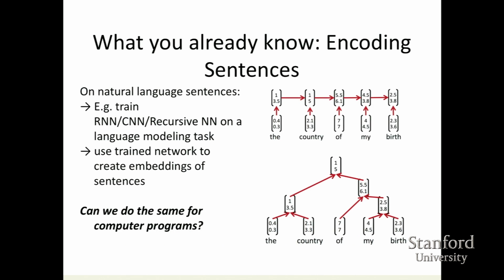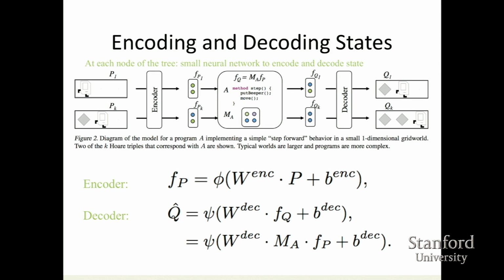So you know how to encode sentences. You've seen lots of different architectures to do that. Usually we train them on some task which requires modeling the language, and then we can use that neural network to create embeddings for new inputs. So can we do the same thing for computer programs?